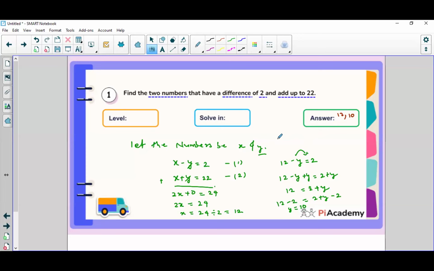So I can see yes, a difference of 2. Yes, 12 and 10 have a difference of 2. 12 minus 10, it's 2. And if I'm adding them, I got the answer, it's 22. So 12 plus 10, it's 22.